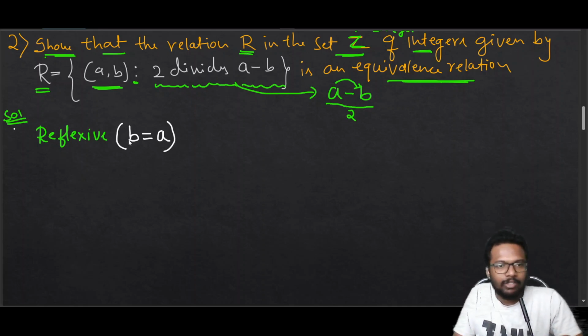So here, for reflexive, our target is to change B as A. Okay, so first let us write what is given. What is the given relation here?